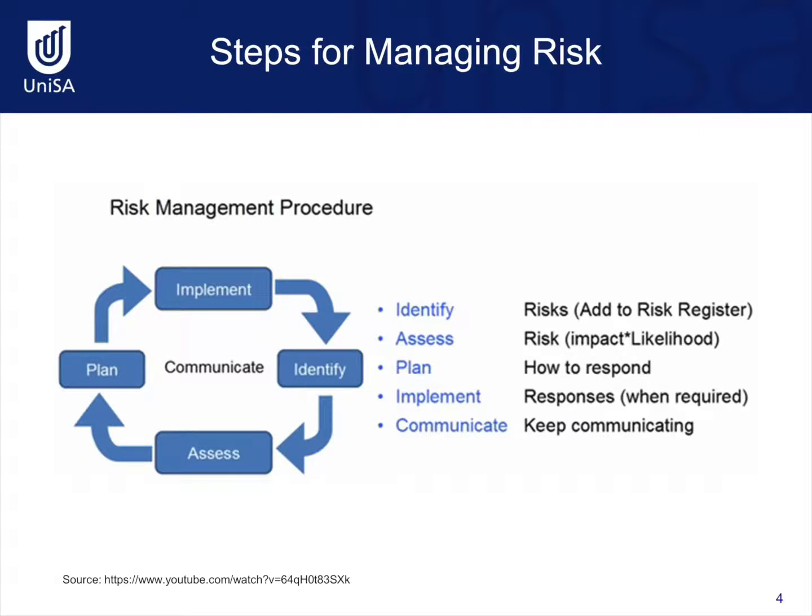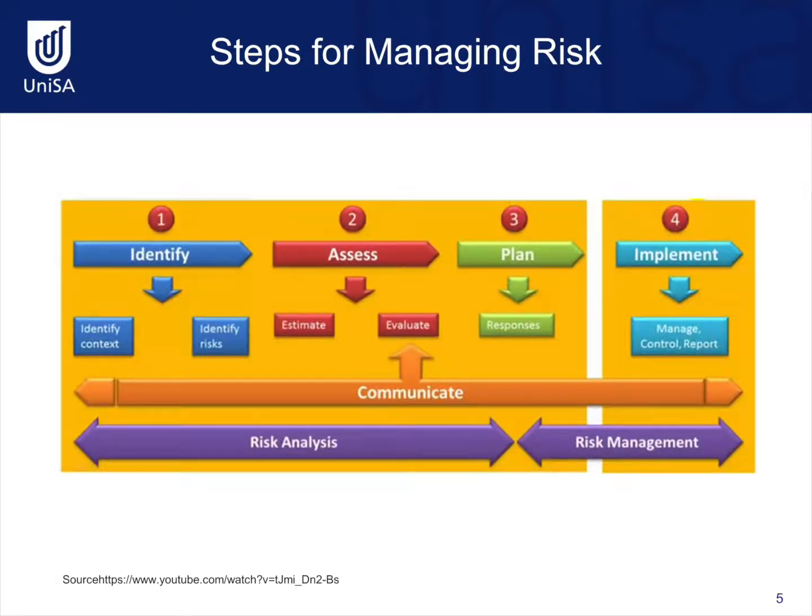Here is a visual representation of the risk management procedure. It includes the 5 steps previously mentioned, which are identify, assess, plan, implement, and communicate. Note that this is an iterative process and that communication is something that is done throughout the project. Here is another visual representation of the steps for managing risk. The following slides will provide further detail about each of these steps.